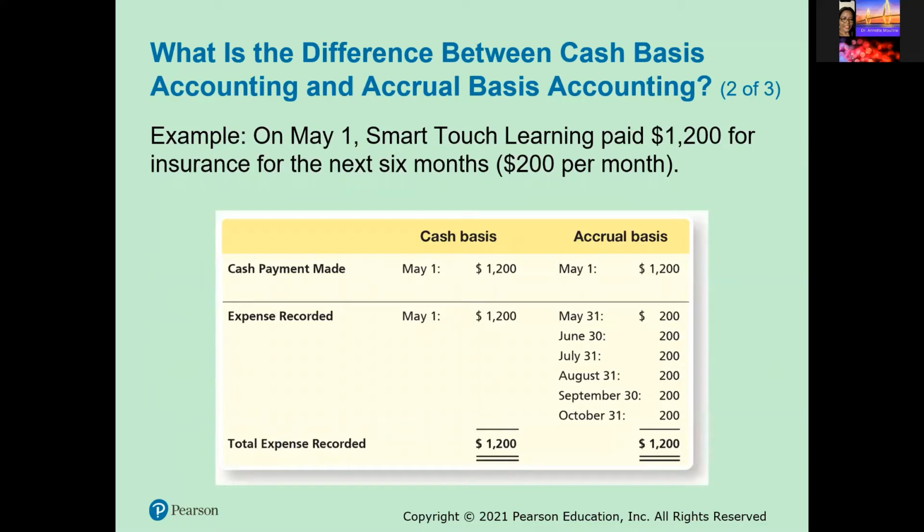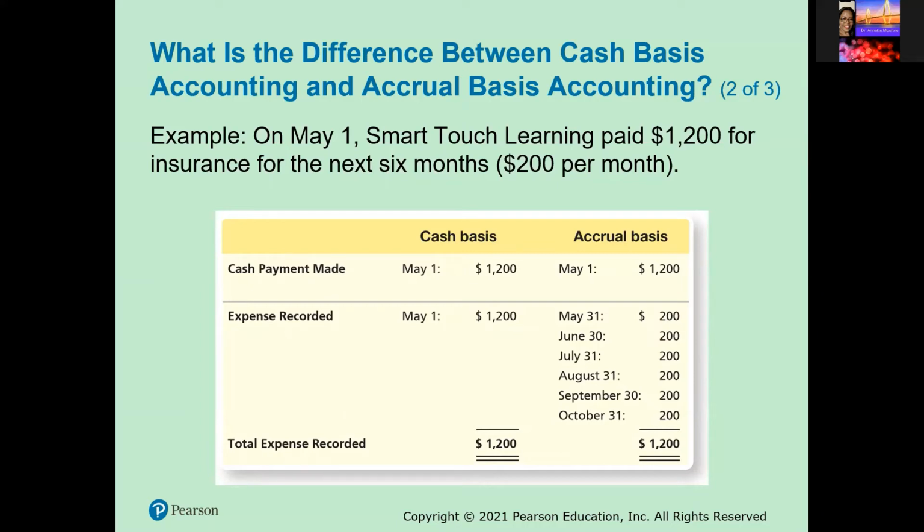Here's an example that we're going to discuss. On May 1st, the company Smart Touch Learning paid $1,200 for insurance, but that $1,200 is for the next 6 months. Okay, so that would be $200 per month. Now, the prepayment of the insurance represents coverage for the months of May through October.